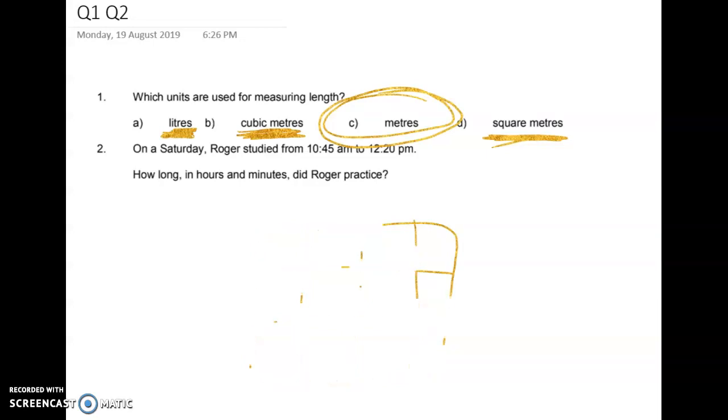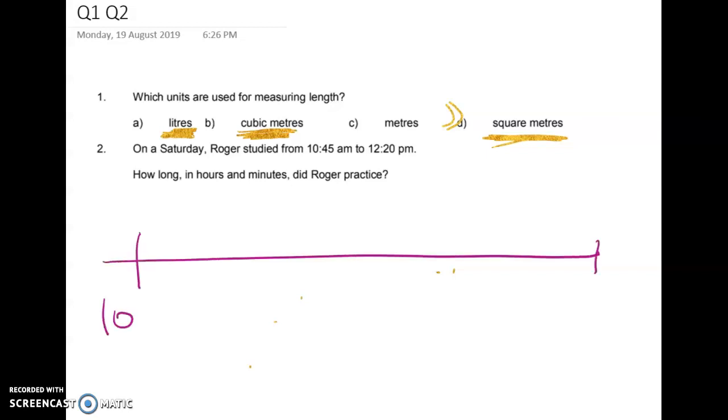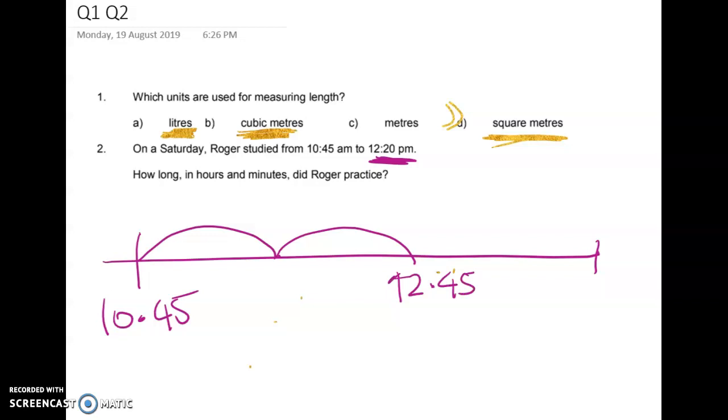Okay, now the next one is one looking at time. Now we haven't spent much time on this in class, so let's have a look now. So on a Saturday, Roger studied from 10:45 a.m. to 12:20 p.m. Most of you will probably do this in your head, but I quite like doing a number line for this. So let's start here at 10:45, and we're looking at going to 12:20. So my brain works in jumps of 1 hour, so 1 hour, 2 hours, gets me to 12:45. Right, so then I've gone too far. So I want to go back to 12:20.